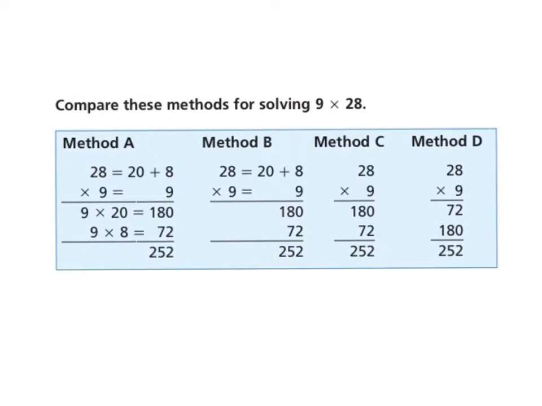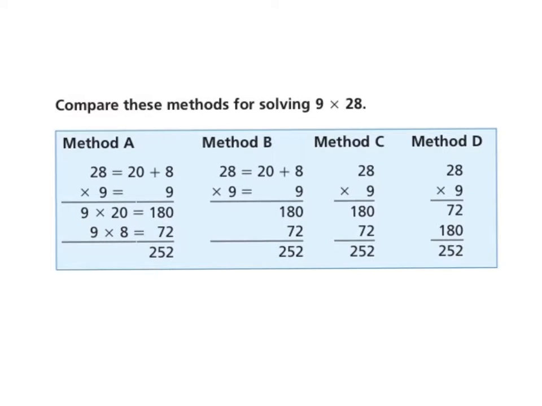First, we're going to start off with comparing these methods for solving 9 times 28. So they gave us 4 different methods: Method A, Method B, Method C, and Method D. Let's first look at Method A. Method A is the full expanded notation method, which includes the tens and the ones equation. So here's our 10s equation, 9 times 20, and then our 1s equation, 9 times 8. So this is the full expanded notation method.